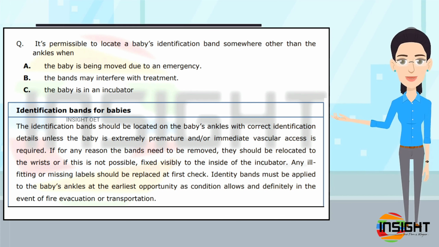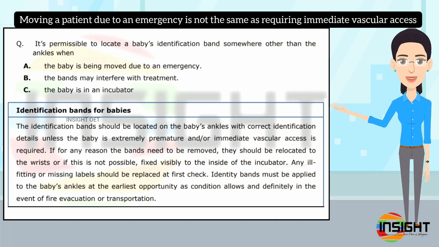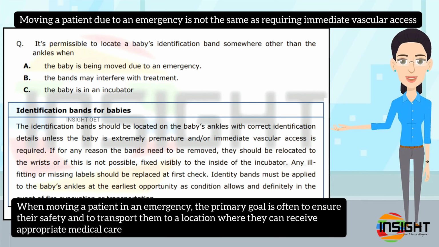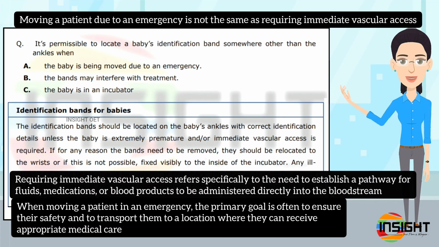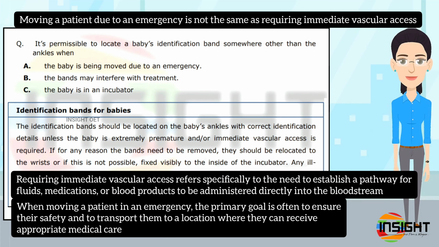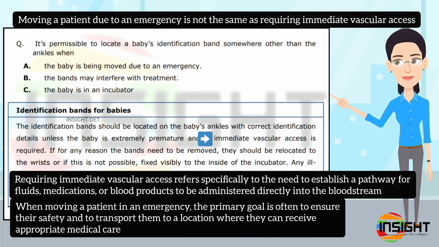Now, if we compare the options, option A says it's permissible when the baby is being moved due to an emergency. But this is wrong, as moving the baby because of emergency is not given in the text. Only immediate vascular access or immediate treatment is mentioned.